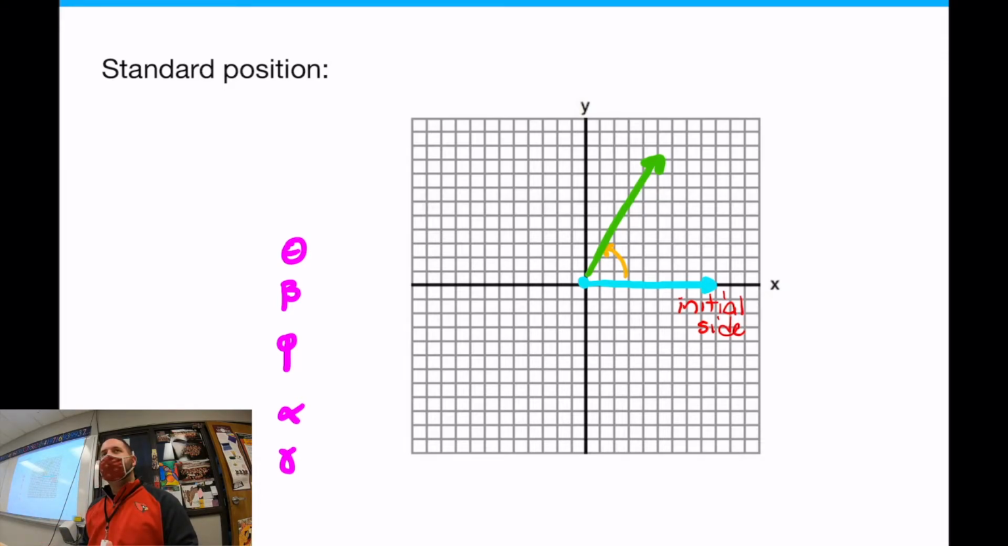All right, questions with that? Now, if you're going to measure it, you put your protractor down, you line up your one wall, and then you actually measure it going up. You guys know the drill for that.